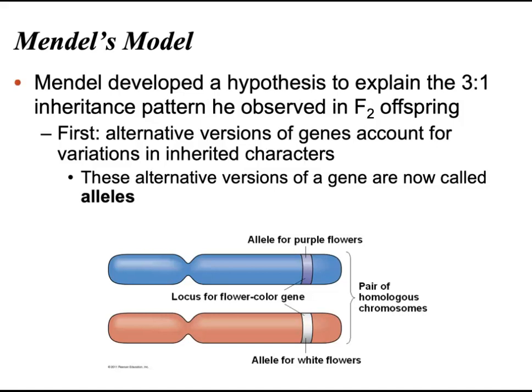Students often confuse character, trait, gene, and allele. The character we are looking at is flower color. The two versions of the gene for flower color are purple and white. So we have a white allele and a purple allele. Also notice that the two alleles are in the same place on the chromosome, the same locus. Remember, this is very important for when homologs cross over during prophase 1 of meiosis.